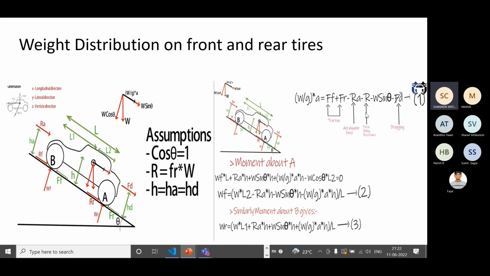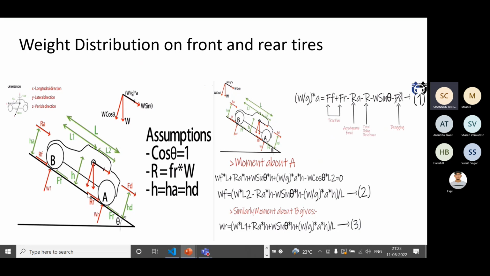Now we'll be solving basic equations. The first one is that all the forces on the car are balanced. So here you see W by g into a is equal to FF plus FR, which is acting in this direction, minus RA, and so on. You can just apply this formula and balance out the forces in the X direction. Then you'll finally get this equation here. So here I told you FF and FR represent traction. RA is the aerodynamic force. Capital R is the rolling resistance, which is nothing but RF plus RR. And FT is the dragging force, which in many conditions we'll consider to be 0.